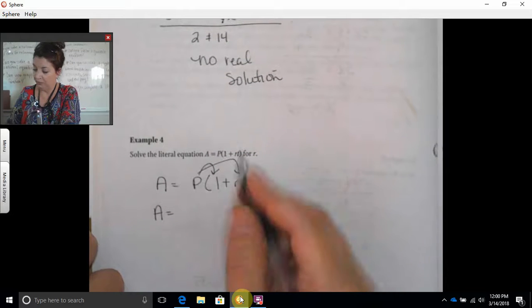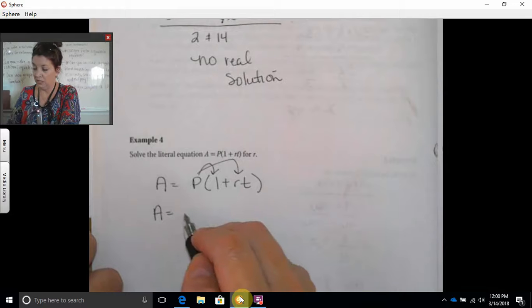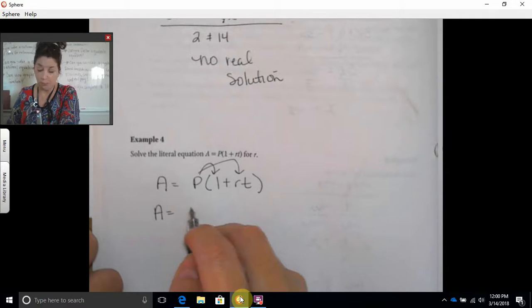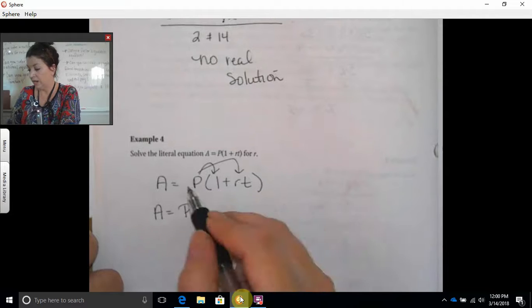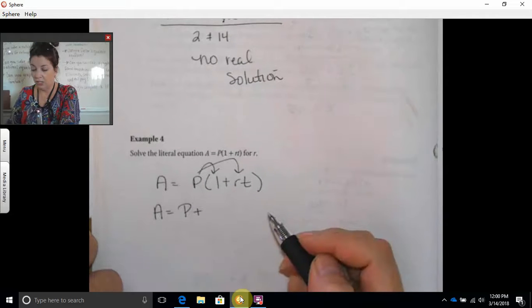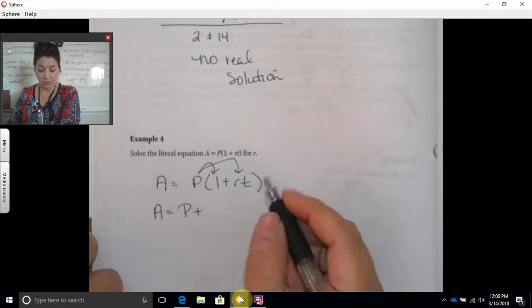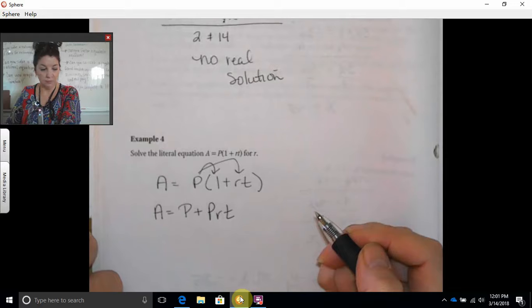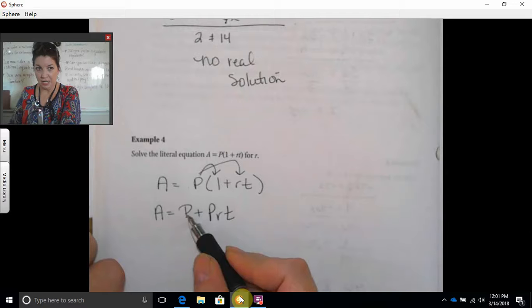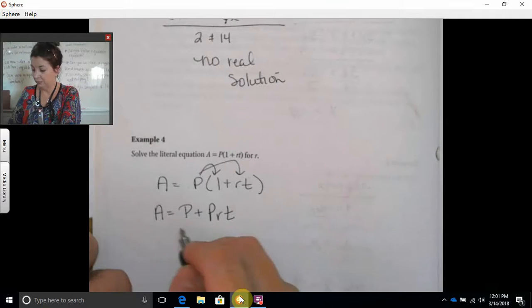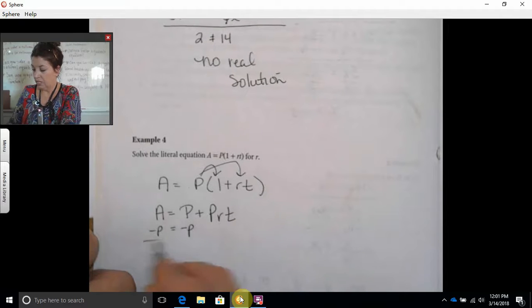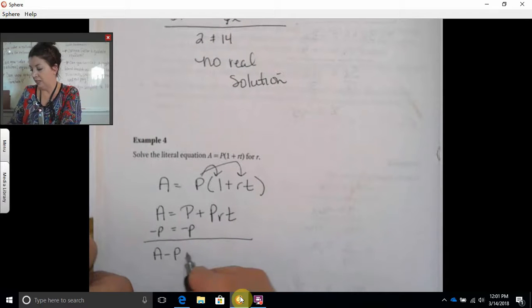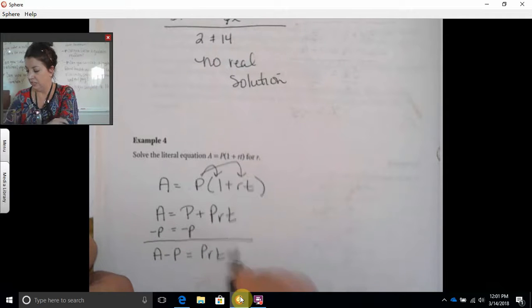So what is P times 1? P1 or just 1P or just P. And then I have a positive times a positive. So we got the positive. What is P times RT? PRT. Okay? How can I get rid of this P right here? I subtract it. So A minus P is just A minus P. And I still have a positive PRT on the other side.